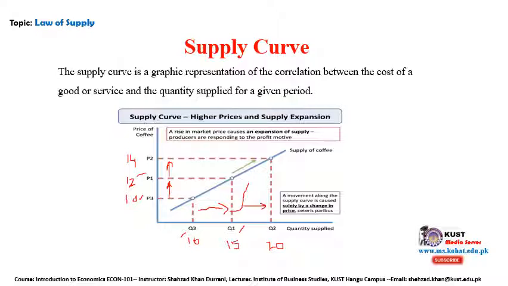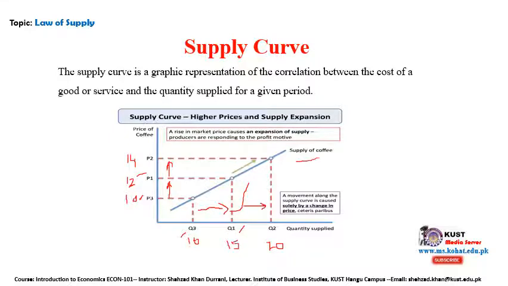Producers are responding to the profit motive, right? Why? Because they want to earn more. So that's why there is an expansion here. A movement along the supply curve is caused solely by a change in price, right? So for example, that's why it's moving along the same curve. This is just one curve that we call the supply curve, right?